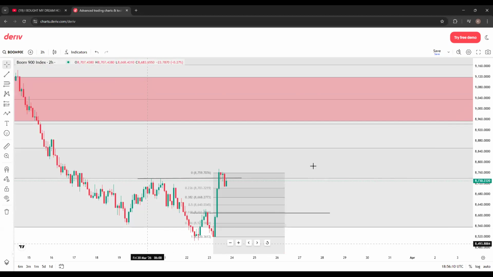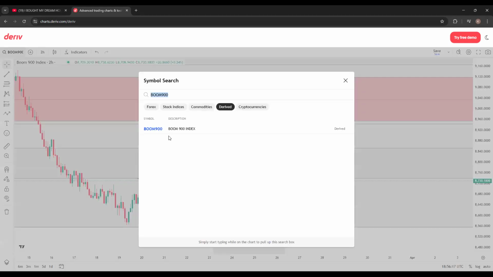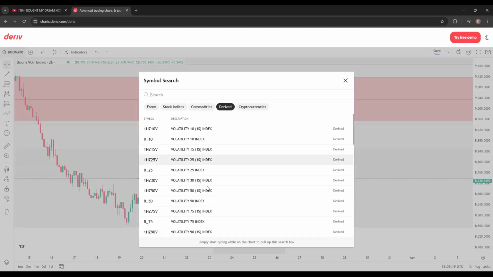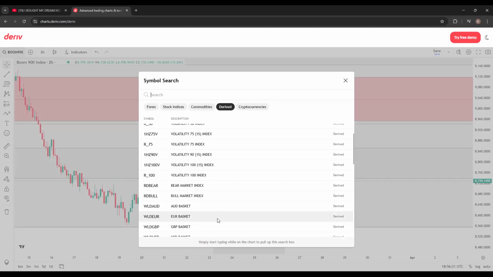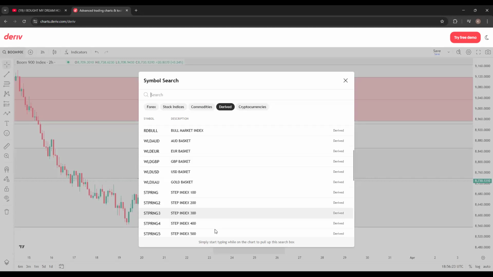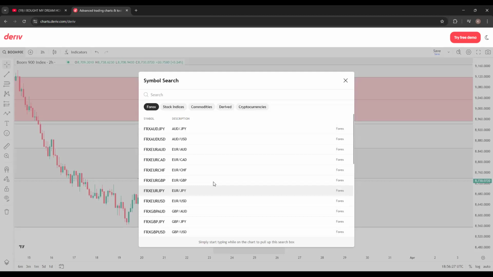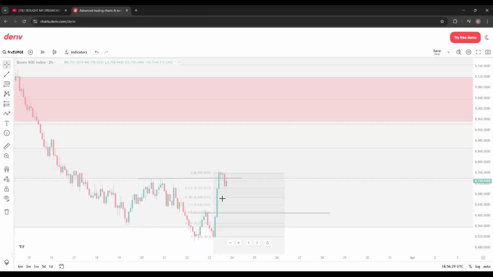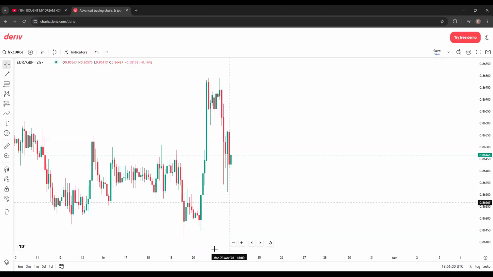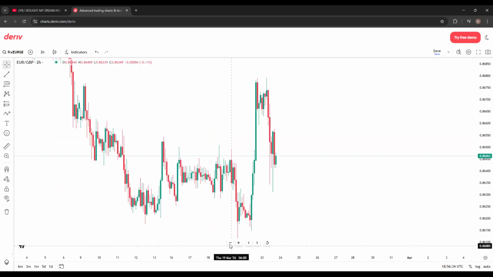And so let's look at another pair, which will most probably be my last pair that I'll do. I don't know which pair to choose now. Okay, let's do a currency pair. Someone yesterday was complaining that we are doing too much volatility. So this is Euro GBP.